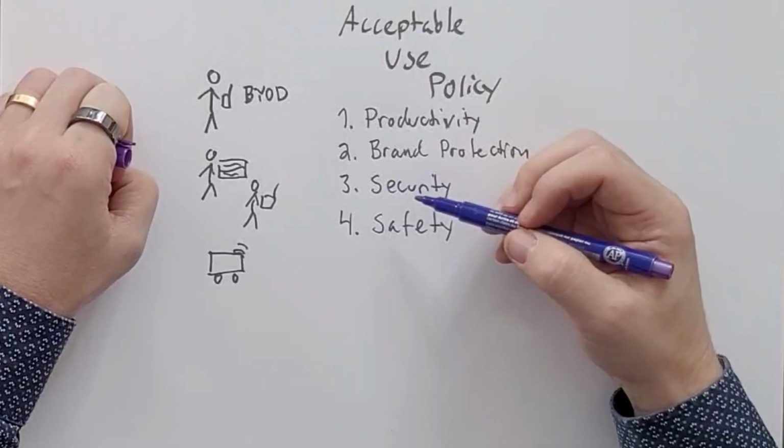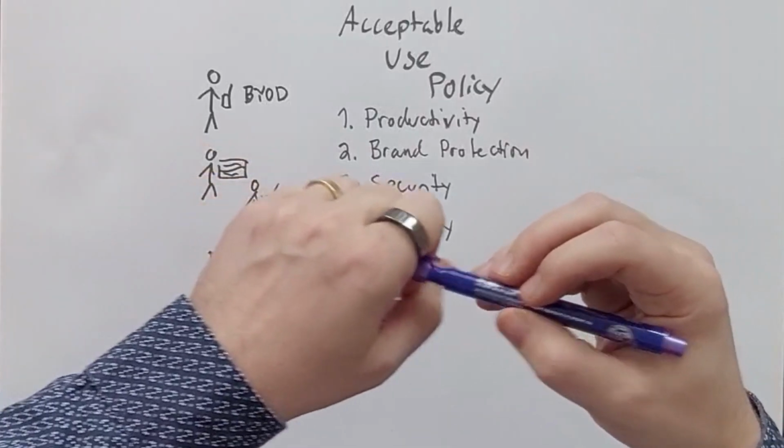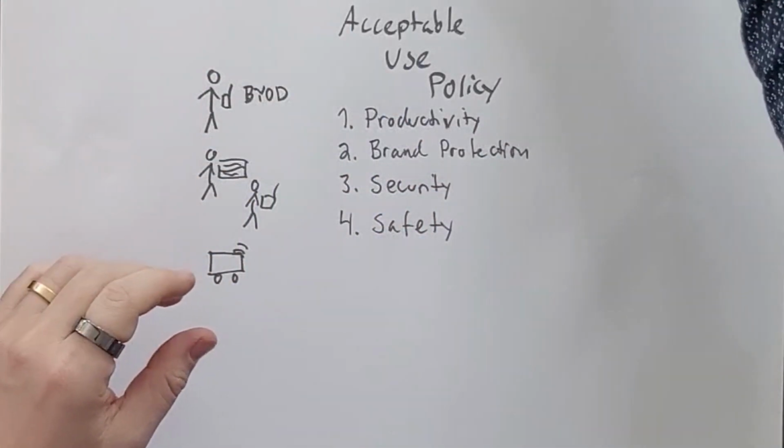Number 4, similar but different, is safety. If the role of the individual is to drive a truck, then it's probably not a good idea if they're messaging, if they're watching video, or uploading something at the same time as they're doing their job. So those are the reasons for doing acceptable use policy.